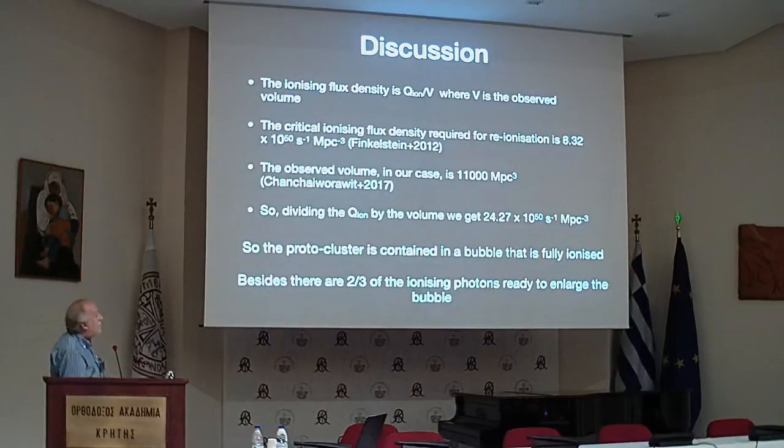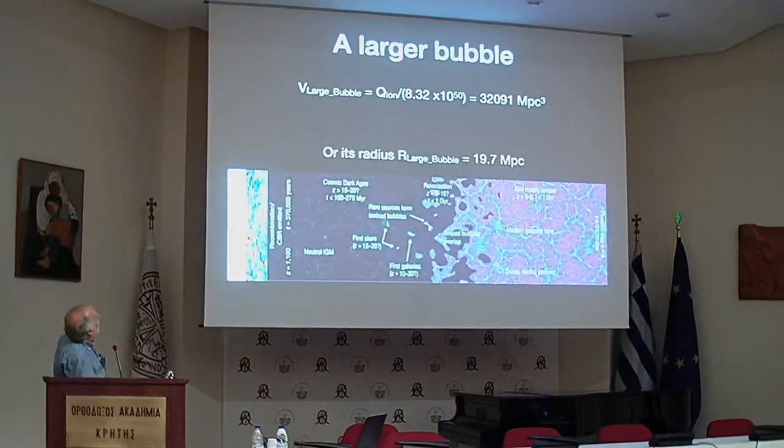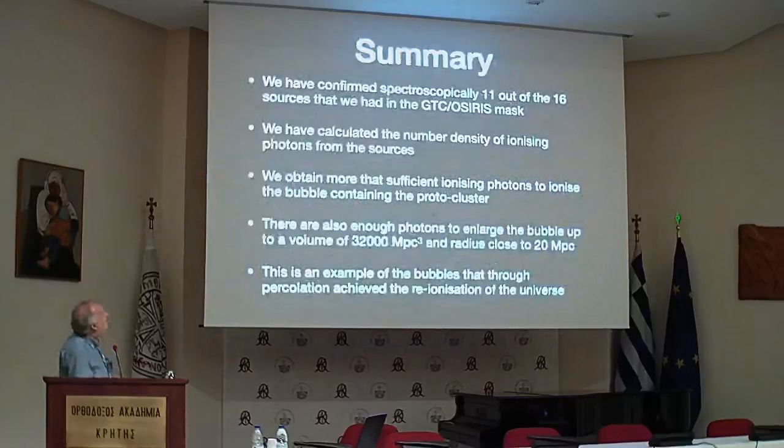But not only that, because there are enough photons, we can enlarge the bubble and see how large it could be with the available photon density. So the volume that we get is 32,000 cubic megaparsecs, which is a bubble with a radius of about 20 megaparsecs at a redshift of 6.5. This is huge by the standard at that time in the universe. And I think this is the end. Since it's very late, I leave you to read the summary. Thank you.